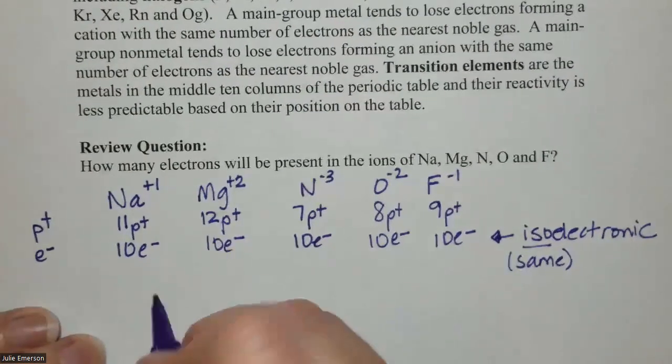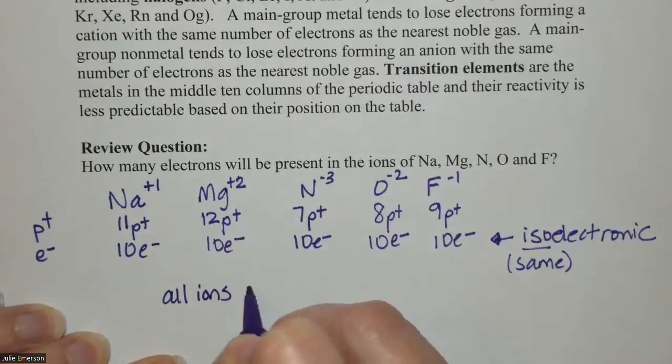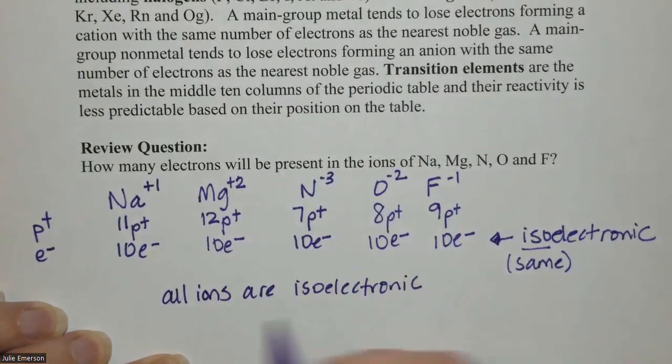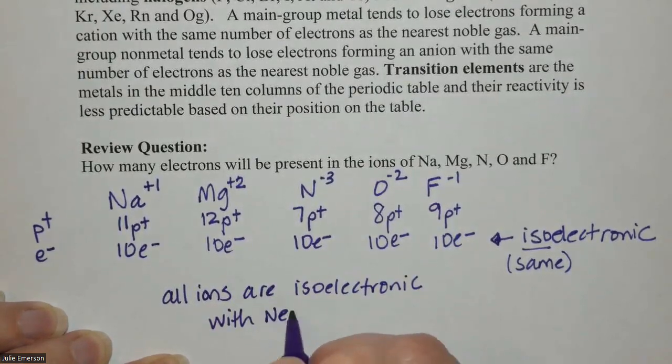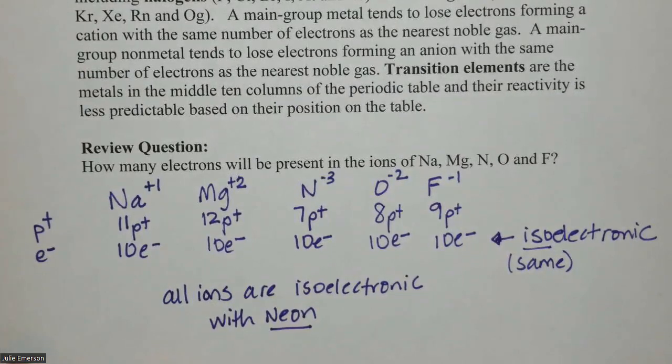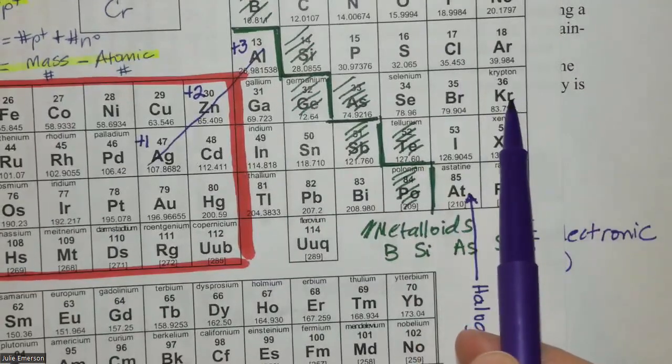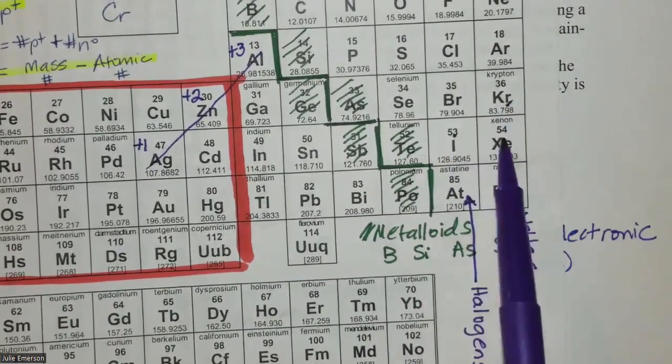So all of these ions are isoelectronic with neon, right? The noble gas neon. And again, with the representative elements, for the most part, the whole point is to get the electron configuration of a noble gas. So fluorine, like we saw here, wants to end up looking like neon. If I go back to my table, chlorine is going to want to look like argon. Bromine is going to want to look like krypton. And iodine will pick up an electron to look like xenon.